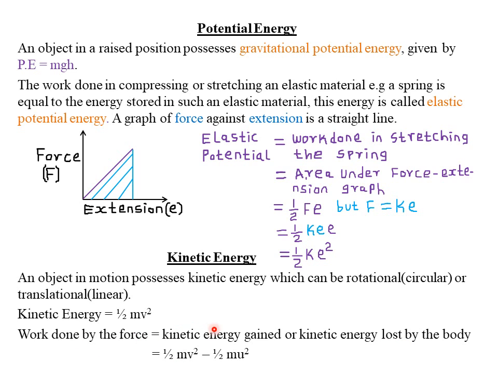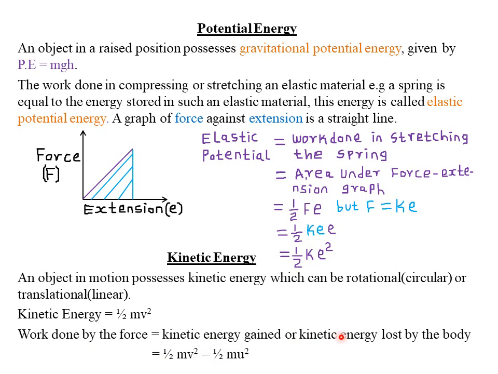Then the work done, the kinetic energy gained or lost by the body, will be given by a half mass of the body times the square of the final velocity minus a half times the mass of the body times the square of the initial velocity. Remember that if there is a gain in kinetic energy, the final velocity will always be larger than the initial velocity. Therefore, you will obtain a positive value for the work done by the force.